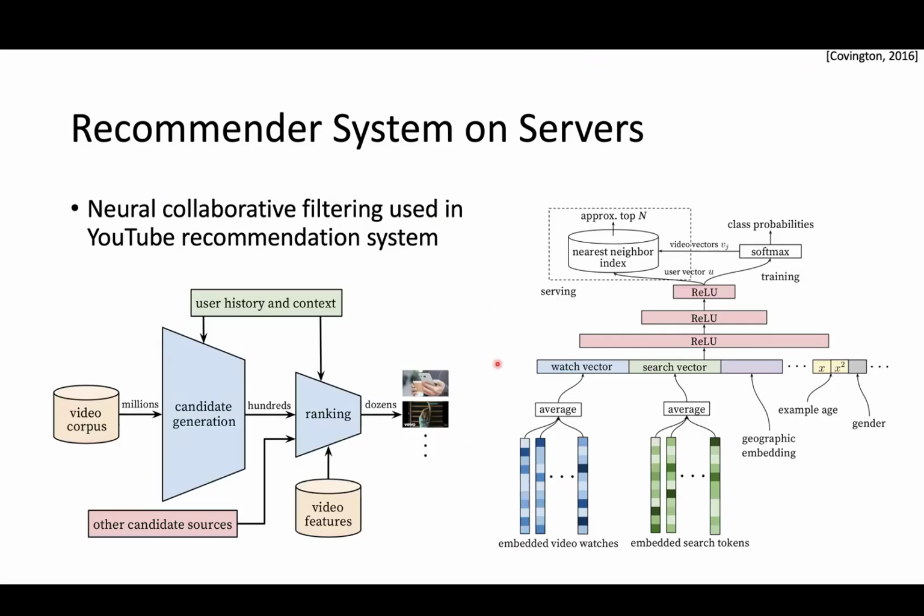So we studied the recommender system as one of the key workloads in the data centers. In the case of the recommender system, given the user information like interaction history, we obtain representative vectors, for instance, by averaging the embedding vectors of watched videos. And then we run MLP.